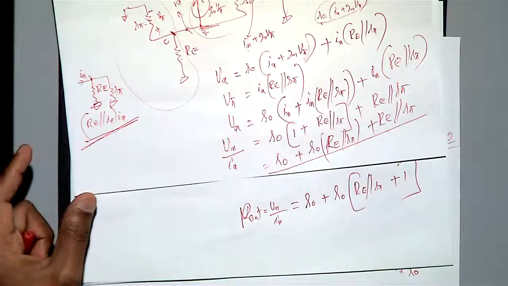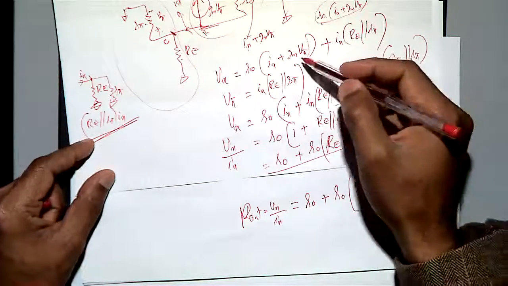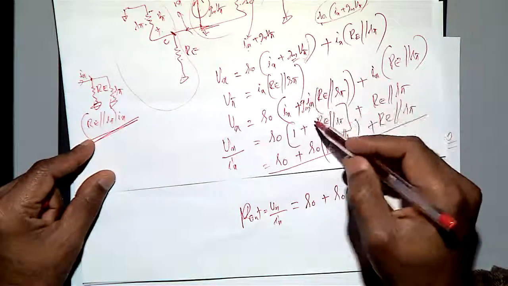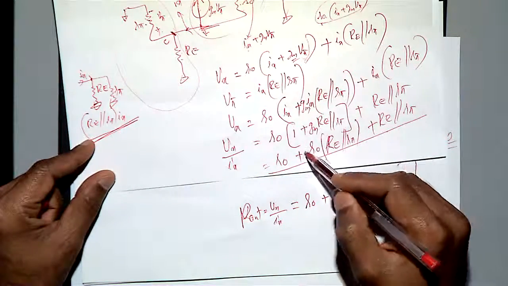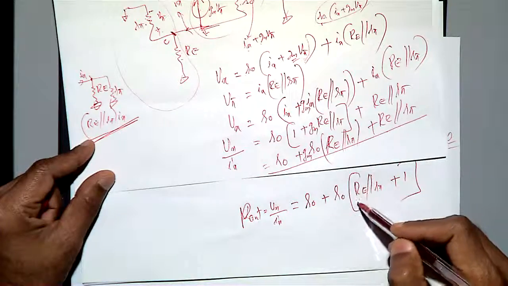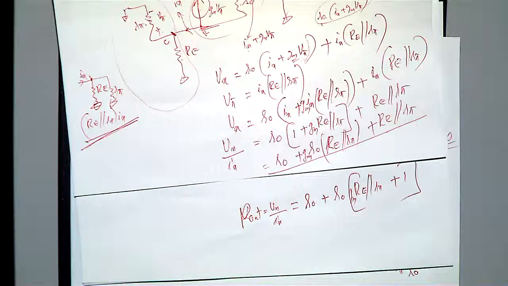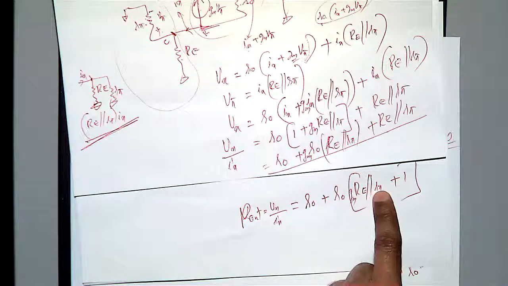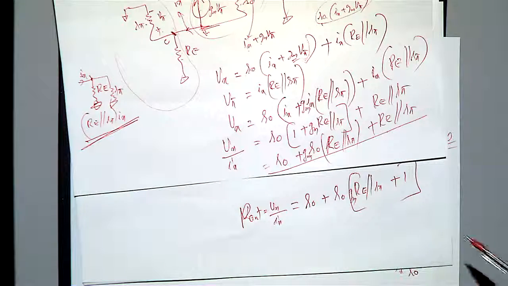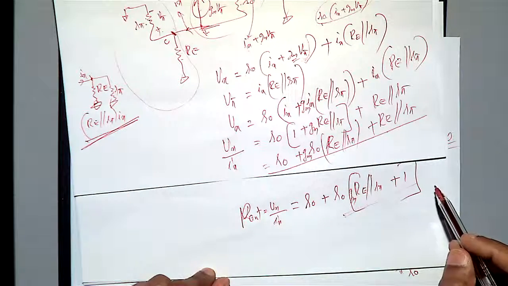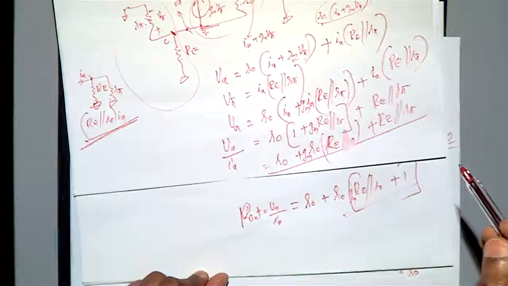So here you can see that I think I missed the gm somewhere. Yeah, here one gm is there, because this gm is there. So if you look at this expression that I have here, you can see Ro plus gm Ro Re parallel R pi plus 1. See here, then what we can do is, in this expression, we can solve in different ways.